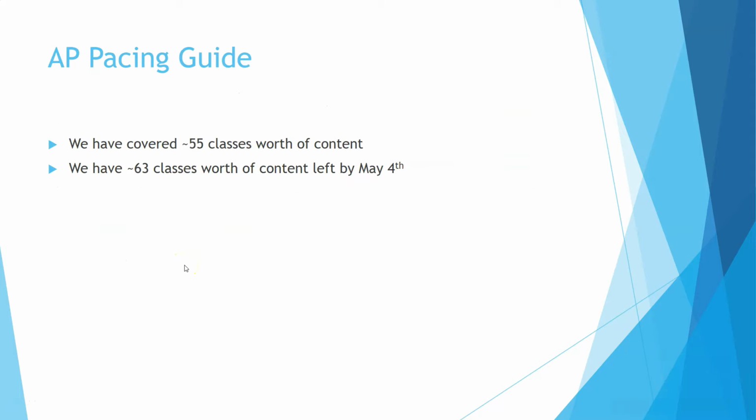The last thought I'll leave you with, it's really more of a challenge. So we have covered in this class about 55 classes worth of content, according to the AP pacing guide. We have 63 classes left, so we're a little under halfway, but we're obviously more than halfway through the year. So what we need to do, right, is find a way to pick up the pace without leaving anybody behind, right? So I don't want to steamroll you guys, but I am challenging you guys to move through these units as fast as you can as you learn the content.